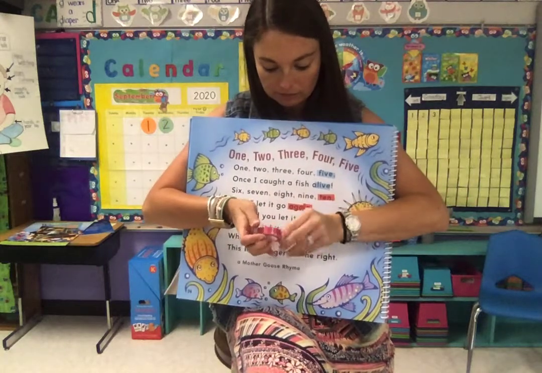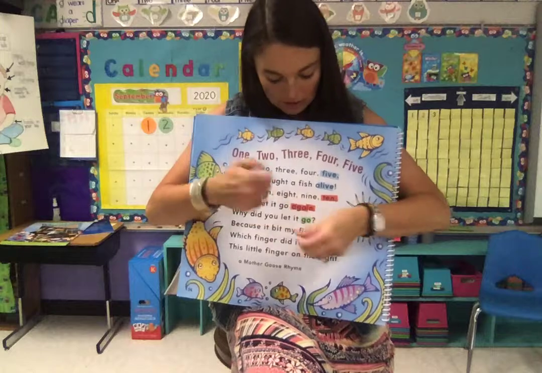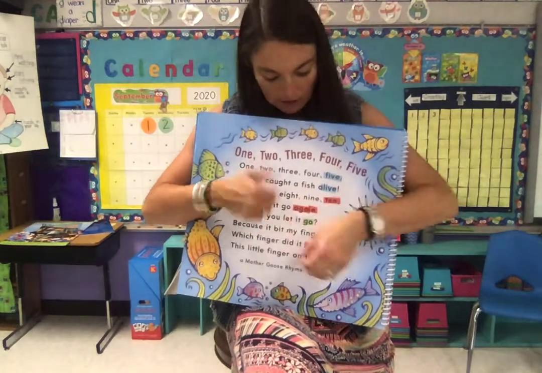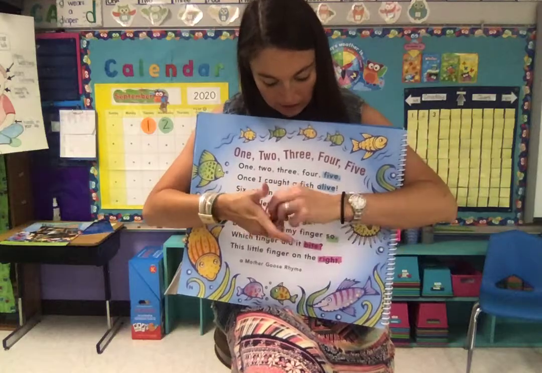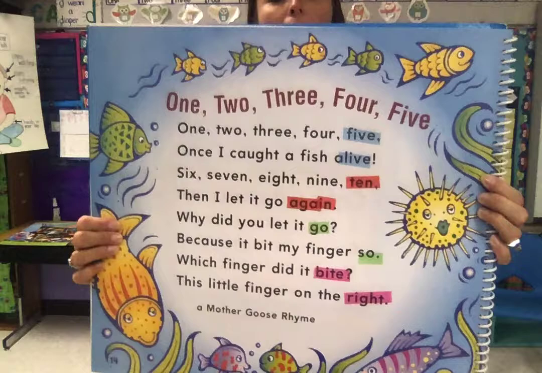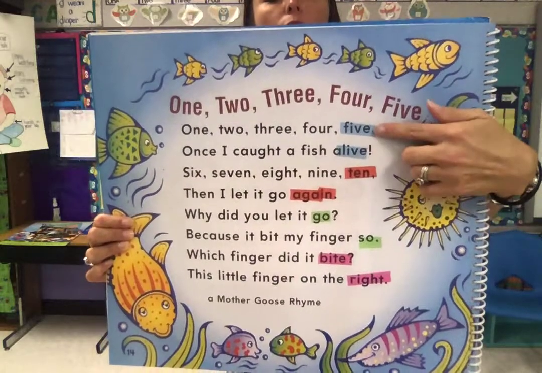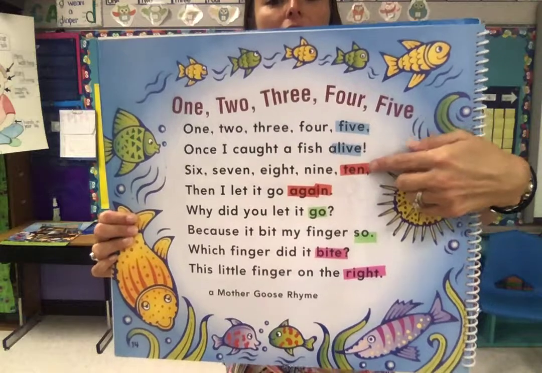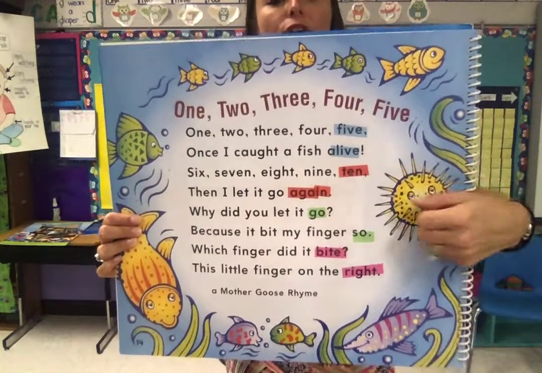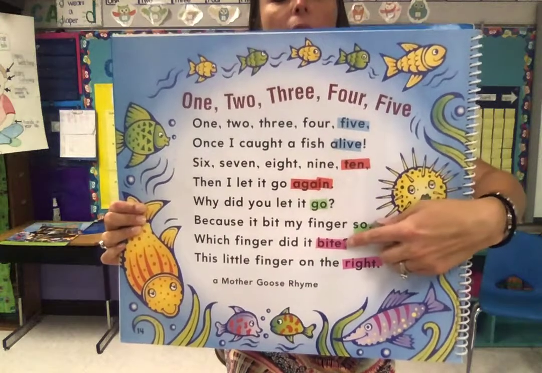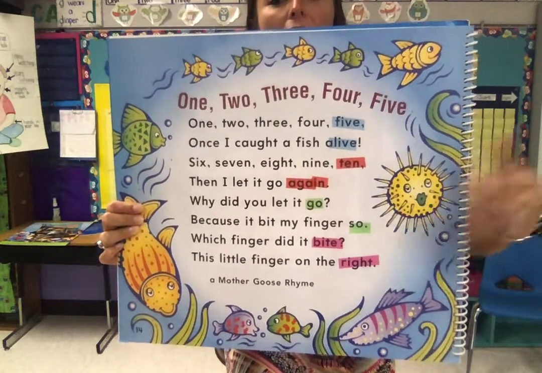All right. Now, I'm going to highlight bite pink and right pink. So now you'll see that the words that rhyme have matching colors. Blue is five, alive. Red, ten, again. In green I have go, so, and in pink we have bite, right.